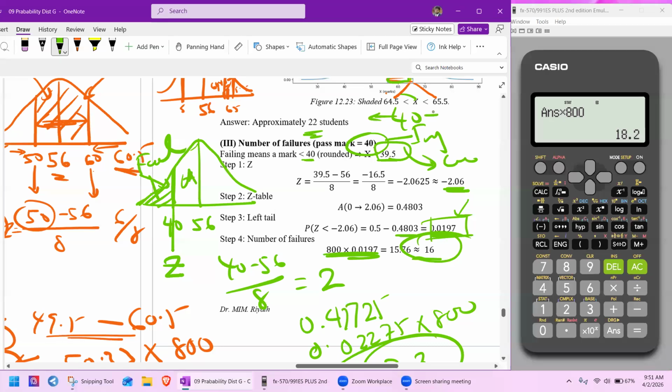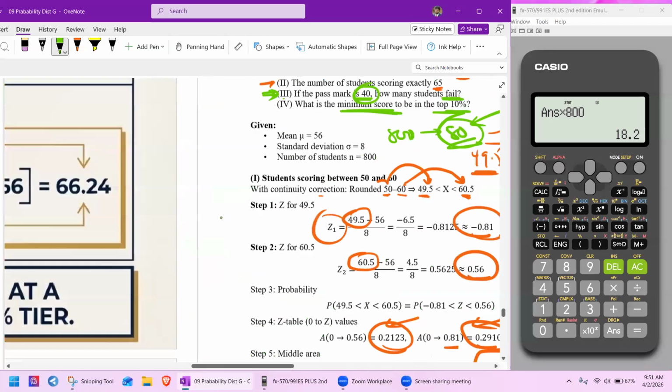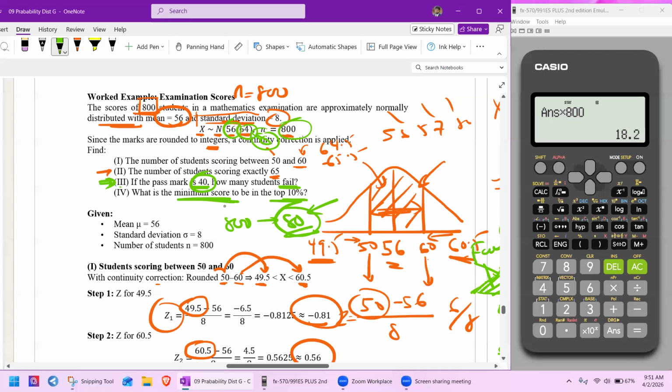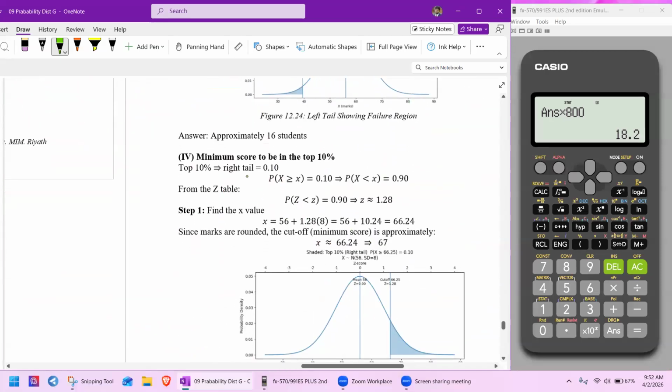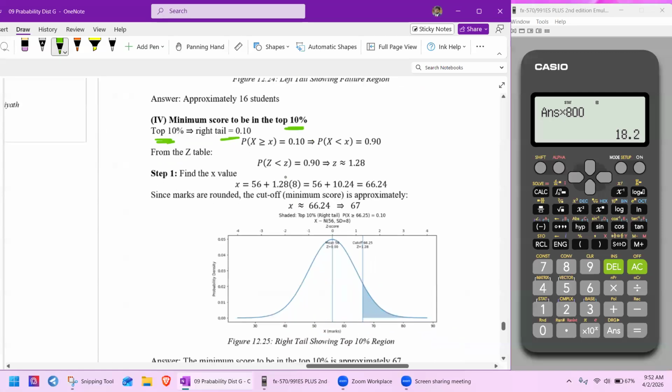So here the lower boundary is 39.5. Okay, now we move to the cutout. Find in the cutout what is the minimum score to be in the top 10%. Only 80 students will get admission here. So how can we do this? Minimum score to be in the top 10%, meaning right tail 0.1.